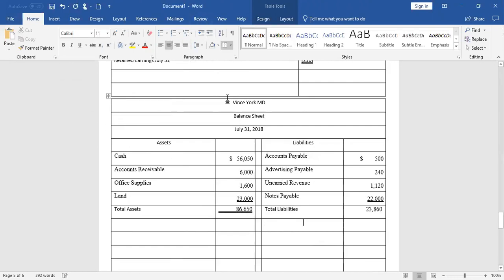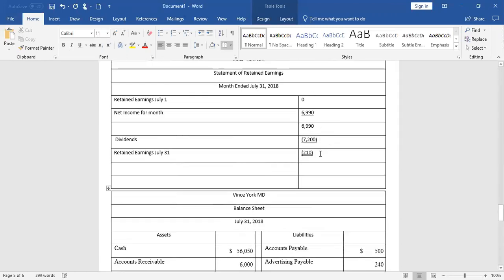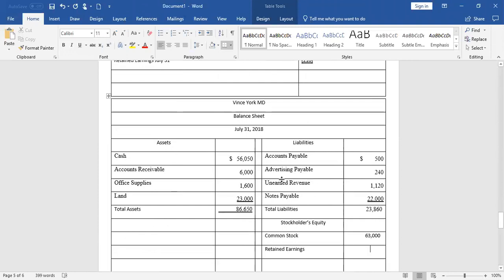Now, the next area, of course, is stockholders' equity. Remember, there's only two items we need to list in this area. The first being common stock, and my sharp memory here remembers that common stock has a credit balance of $63,000. So that's what I enter as my balance. And then retained earnings, which we just figured out that balance as of July 31st, negative $210.